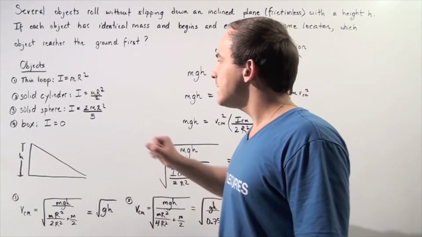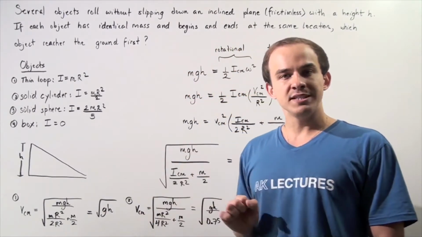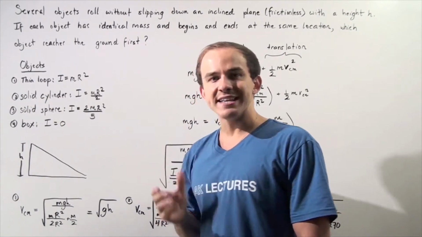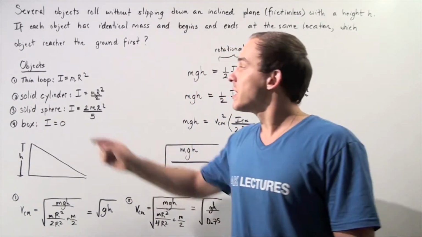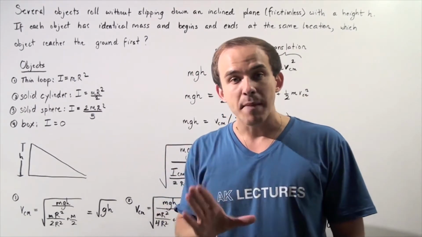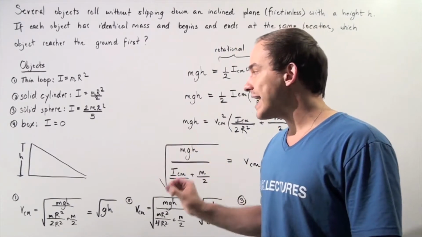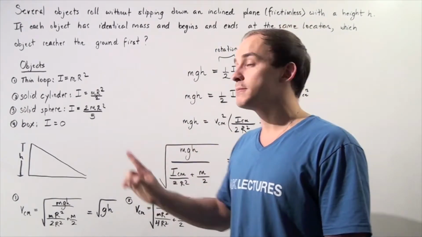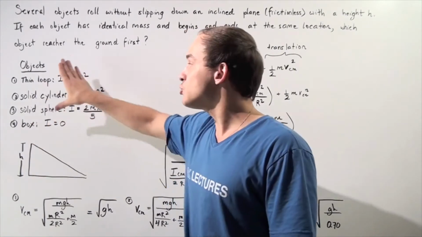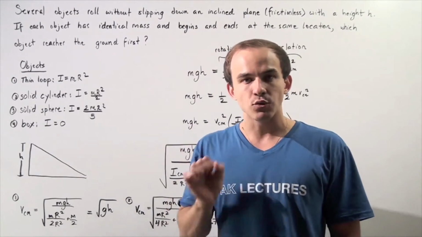So let's begin by listing all the types of objects that we will be testing. So we have a thin loop, a solid cylinder, a solid sphere, and a box. Each one of these objects has the same exact identical mass and begins and ends at the same exact location. So each one of these objects begins at a height of h above the ground, and each one begins with initial velocity of 0.